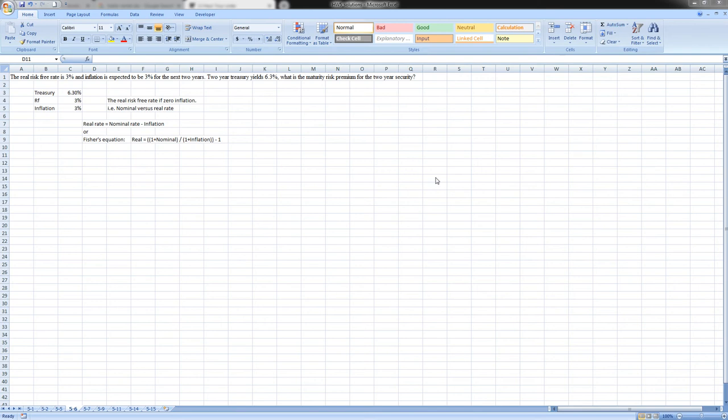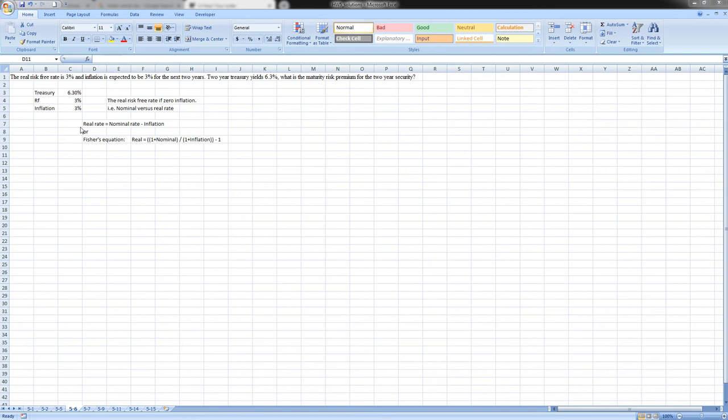And so then given this information, you're deducing that the remaining amount must be the maturity risk premium. That is, by foregoing cash today for receiving payment 2 years from now, you get a bit of a risk premium because money in the future is riskier than money today.